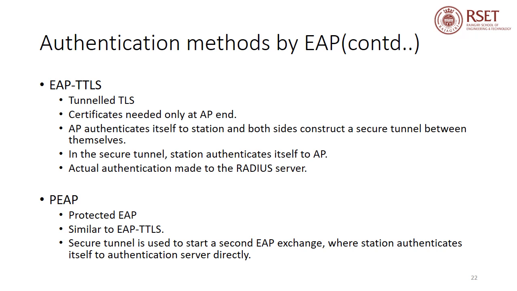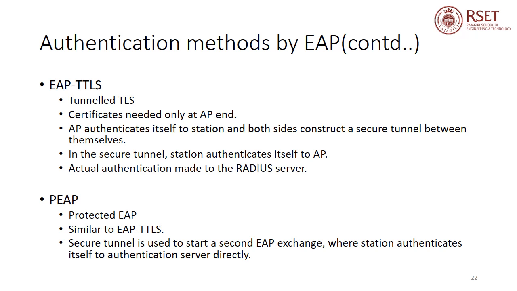What the access point will do is first authenticate itself to a station, and then both sides will construct a secure tunnel between them. Using this virtual tunnel mechanism, the stations can now authenticate themselves to the access point, and the actual authentication is made to the RADIUS server, which will confirm the authentication to the AP also. Once this mutual authentication is carried out, they can communicate with each other.